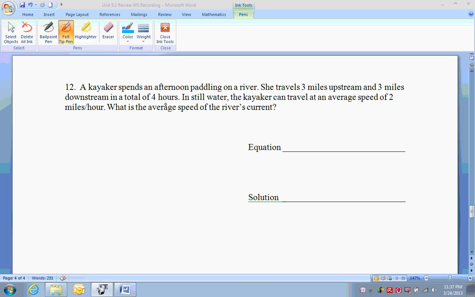So the key here is they give us a total time. We know they're traveling and that they give us a total time. Well, when they give us a total time and it's a distance, rate, and time problem, we always put distance over rate plus distance over rate equals the total time. So in this case, we're talking about traveling 3 miles upstream and 3 miles downstream, taking a total of 4 hours.